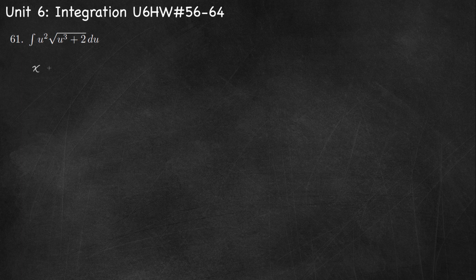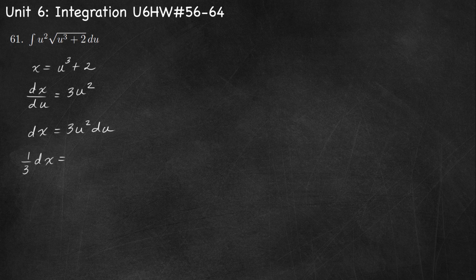So we'll let x equal u cubed plus 2. And now the derivative of x with respect to u, so dx du equals 3u squared. And that means that dx equals 3u squared du. And I'm observing in the problem I have a u squared du. I don't have 3u squared du, so I'm going to divide both sides by 3 and get 1/3 dx equals u squared du.